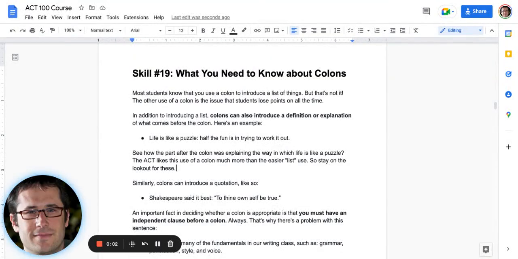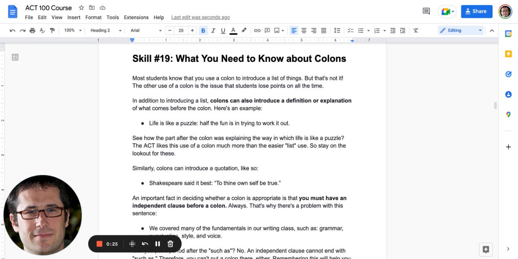Skill 19, what you need to know about colons, all right? We're not talking about the stuff in your body. We're talking about the two little dots. So most students know that you use a colon to introduce a list of things. Yeah, that's easy, right? That's not what they ask about on the ACT because it's too easy. The other use of a colon is where most students lose their points when it comes to colons, okay?